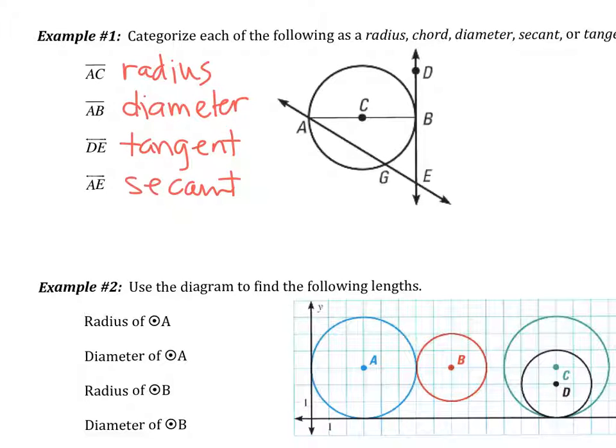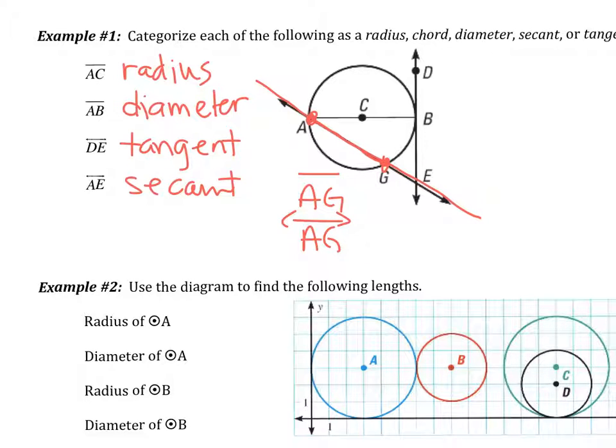What's your question? A chord and a secant? Yeah. All right, so I'll give you a good example right here. Okay? So AG is a chord, AG is a secant. One is a segment, so it goes from A to G only. The secant keeps going through the circle and beyond. Okay?